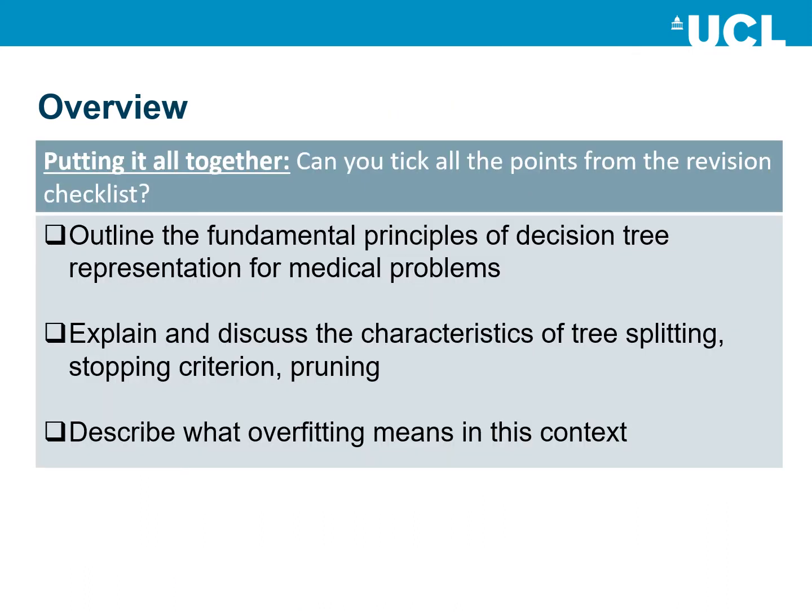So what have we learned in this session? We talked about the fundamental principles of decision tree representation for medical problems. We explained and discussed the characteristics of tree splitting. We talked about the different types of tree splittings based on purity measurements such as Gini index and entropy or misclassification error. We talked about the stopping criterion and pruning. And we talked quickly about what overfitting means in this context.